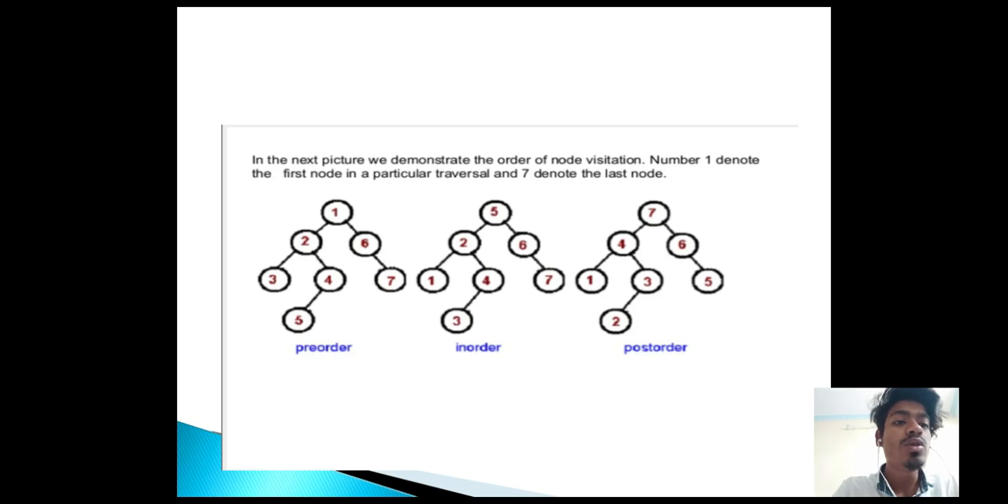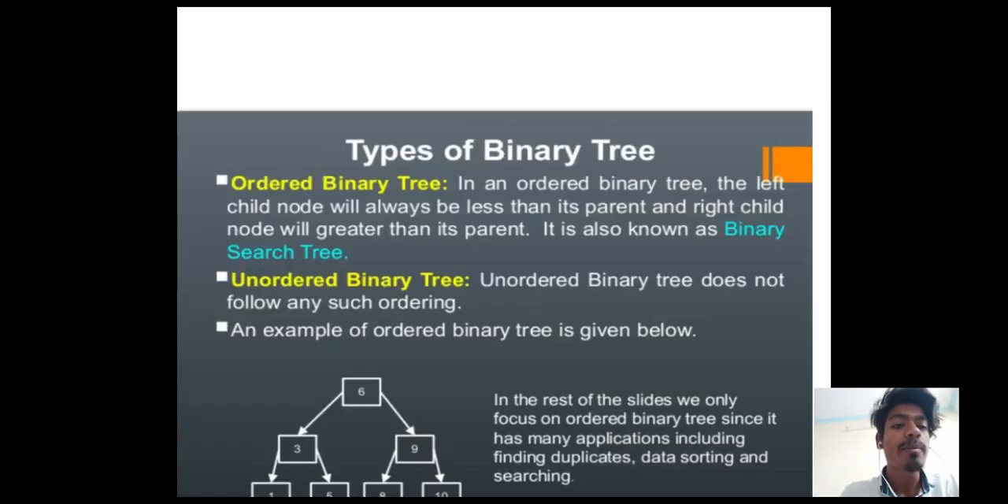Number 1 denotes the first node in a particular traversal, and 7 denotes the last node. So here is the example of pre-order, in-order, and post-order. In pre-order, 1, 2, 3, 4, 5, 6, 7. In-order will go like this, 1, 2. In post-order, it will go like 1, 2, 4, 3, 7, 6, 5.